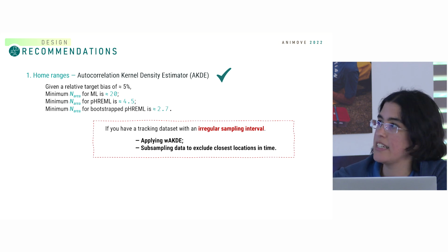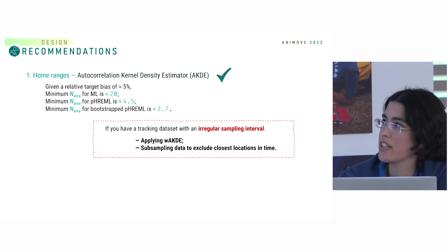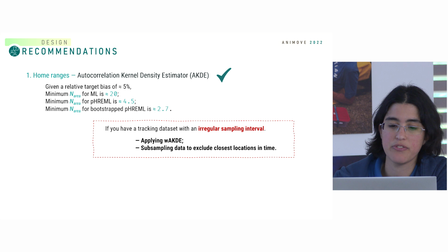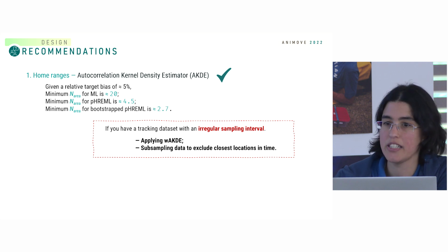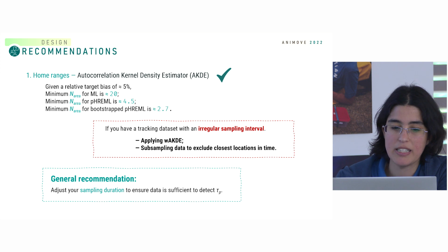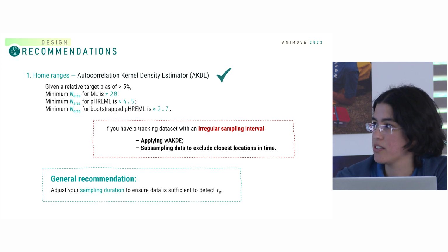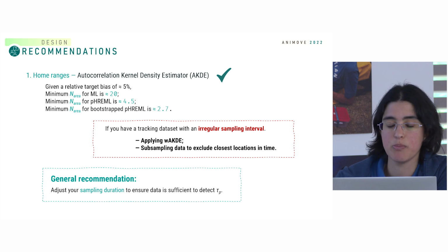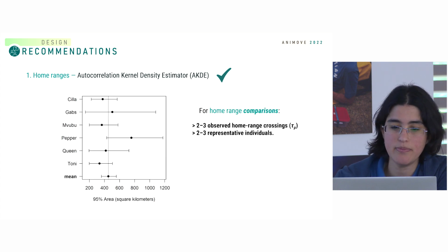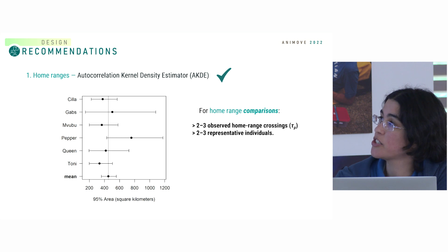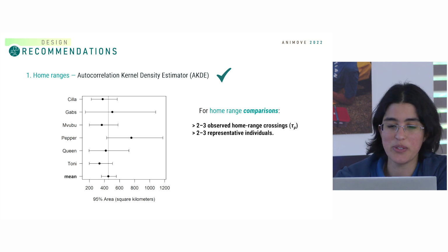So if you have a tracking data set with irregular sampling interval, we've already seen you can apply the weighted AKDE. You can also subsample data to exclude closest locations in time if they are not a lot and you know that it's erroneous for some reason. But as a general recommendation, you adjust your sampling duration to ensure data is sufficient to detect this position autocorrelation parameter. And as we've seen from the meta-analysis, at least for home range comparisons, you can do it with 2-3 observed home range crossings and 2-3 representative individuals. Not saying you should, but you can.